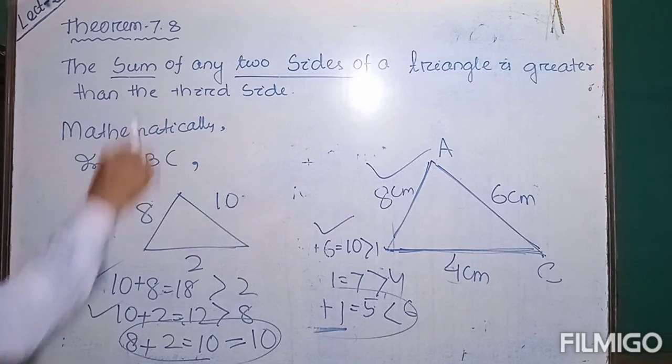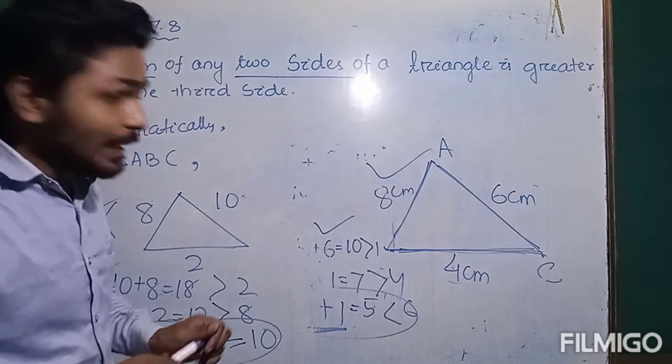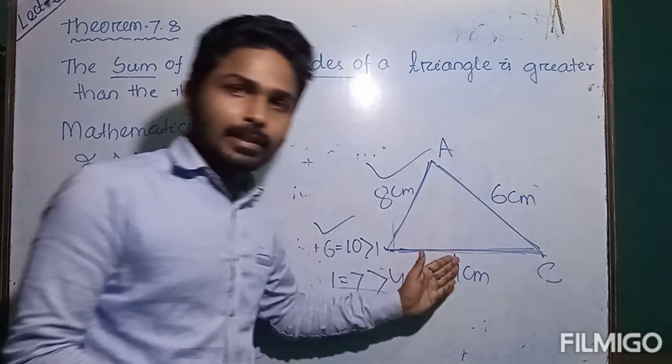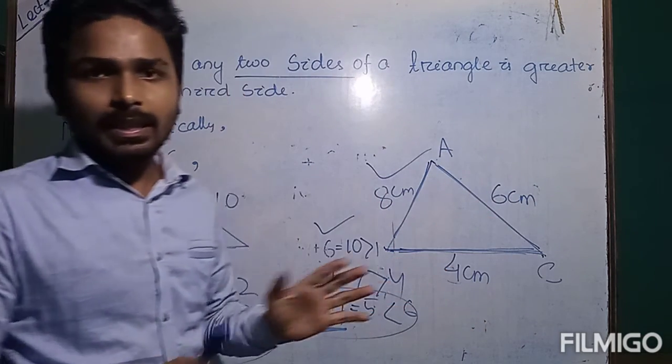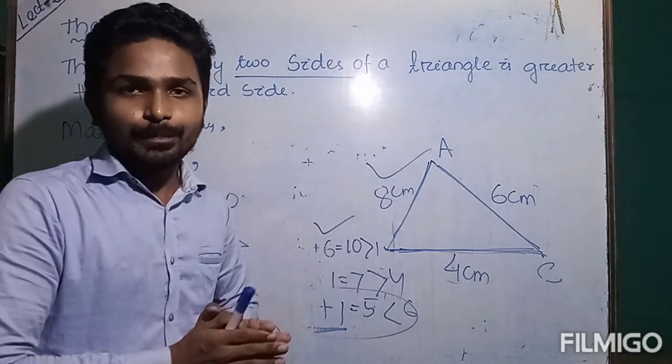Okay, so this is what theorem 7.8 tells you. In a triangle, the sum of any two sides' lengths is always greater than the third side. Always. It is mandatory, it is compulsory.